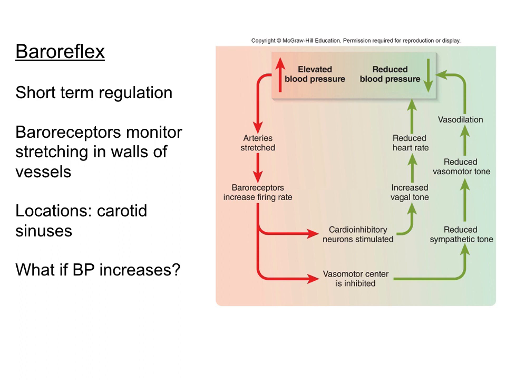Now, one neural control mechanism is the baroreflex. The baroreflex is important for short-term regulation of blood pressure. Now, the baroreflex is going to use baroreceptors that are monitoring stretching in the wall of your blood vessels. Specifically, these baroreceptors are located in your carotid sinuses. So now let's pose the question: what happens if your blood pressure increases over homeostasis?